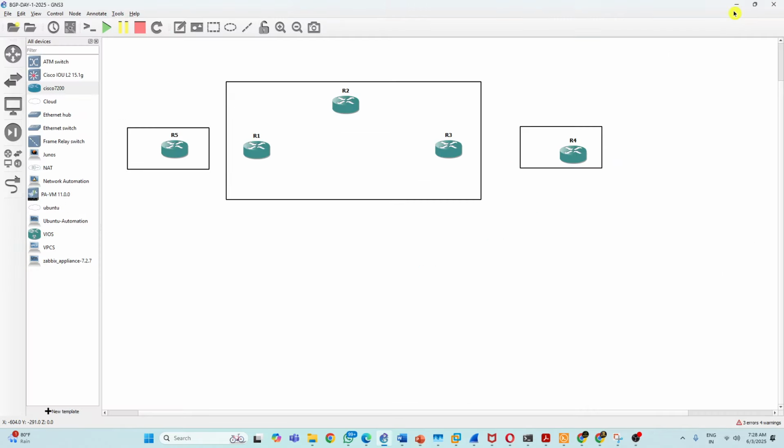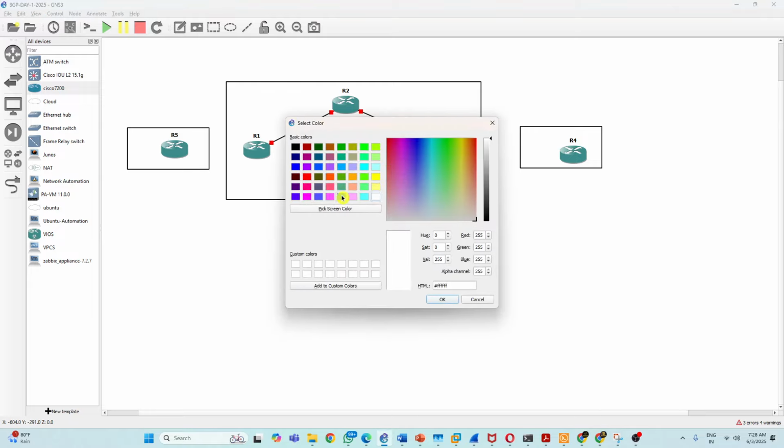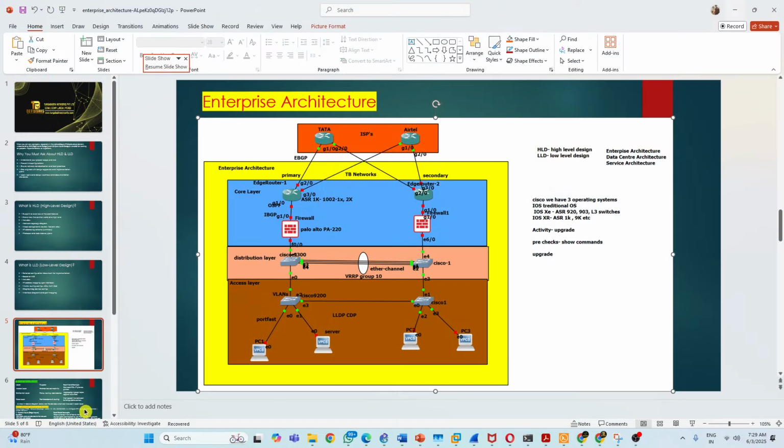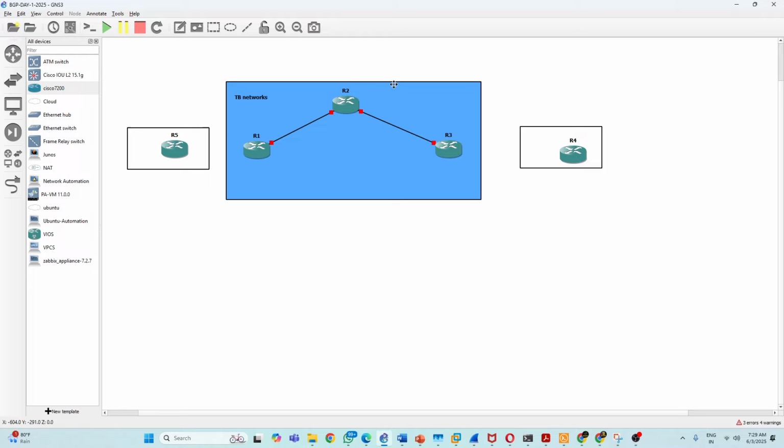Similarly, whatever you are seeing here, the big square box, this is one ISP. Just understand, one company. You can say Tungabhadra Networks, TB Networks. Here there are two edge routers and this is a LAN network. Currently we're discussing BGP, so I'm taking edge routers only.